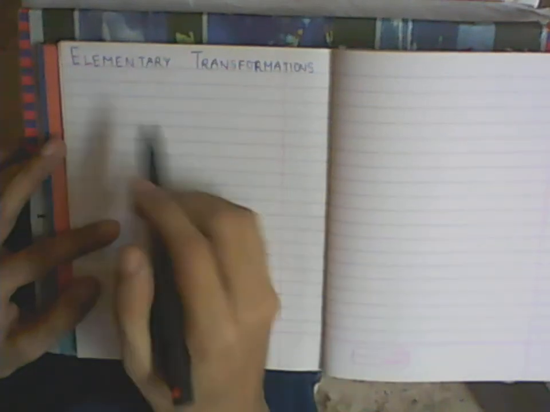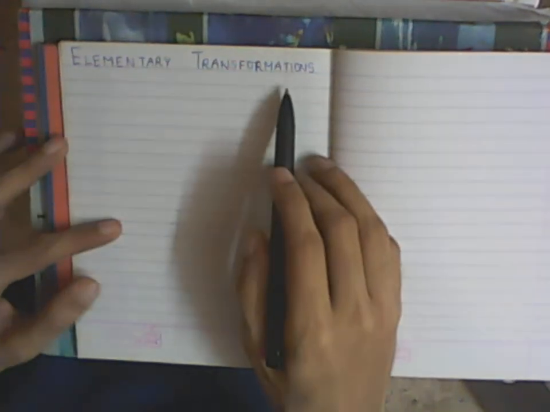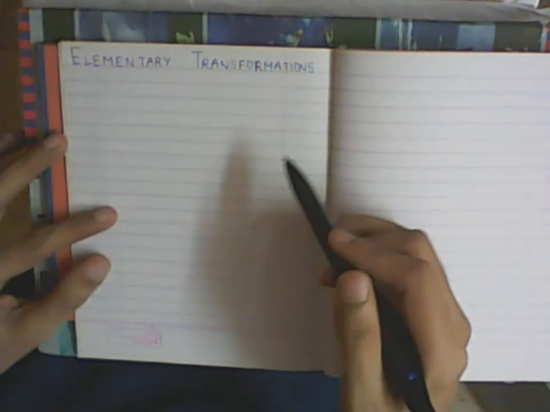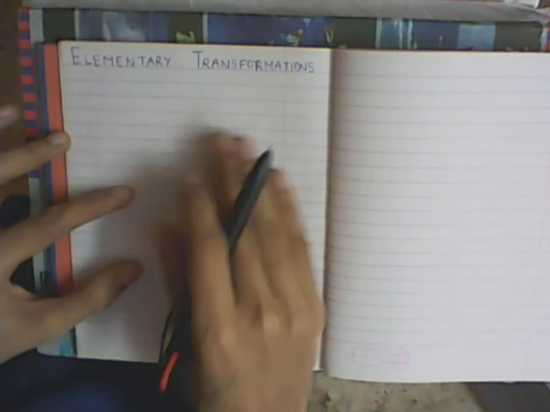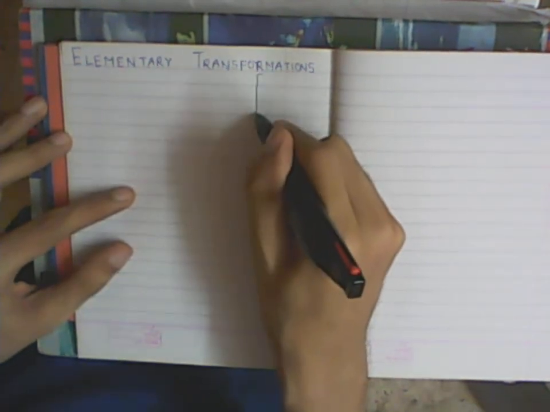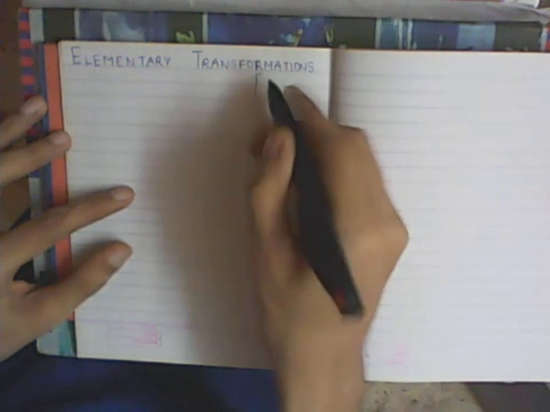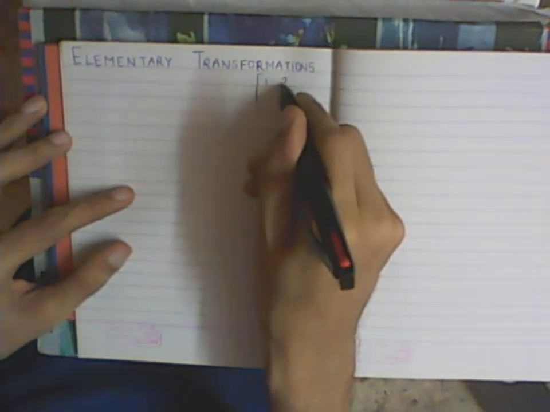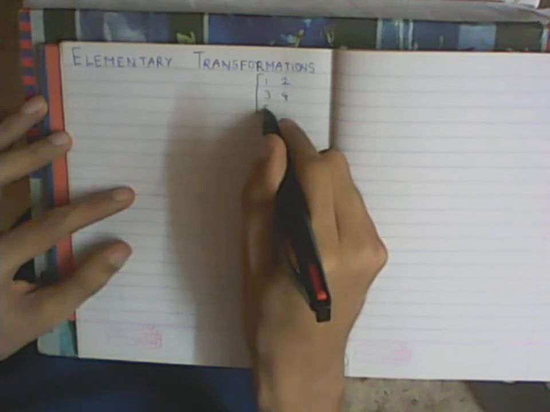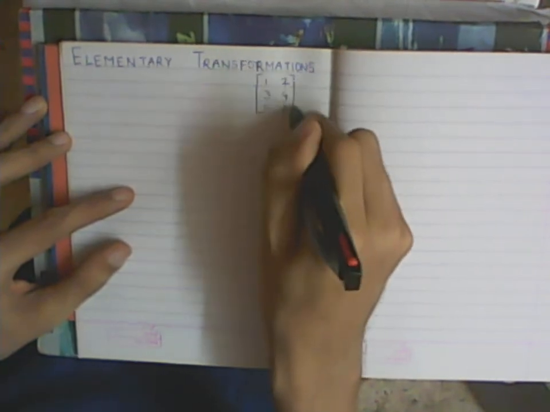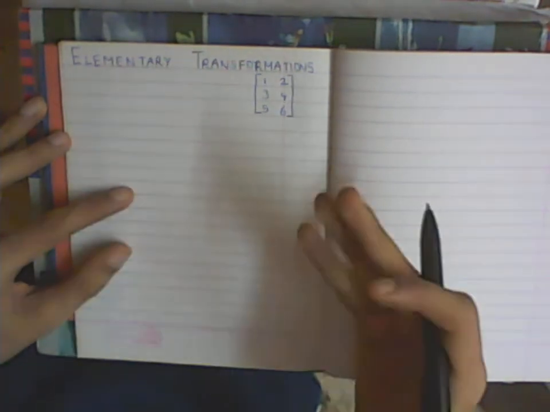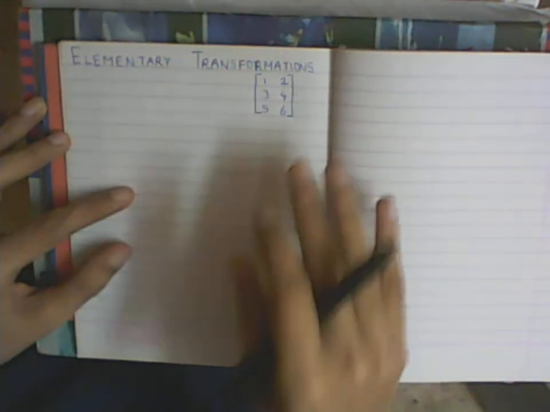Okay, this video is about elementary transformation. These are ways you can change a matrix. As a concrete example, let me have a matrix. You can change any matrix; it may not be a square matrix. So let's say I have a 3 by 2 matrix: 1, 2, 3, 4, 5, 6. This is a 3 by 2 matrix. There are various ways I can change, or transform, this matrix.